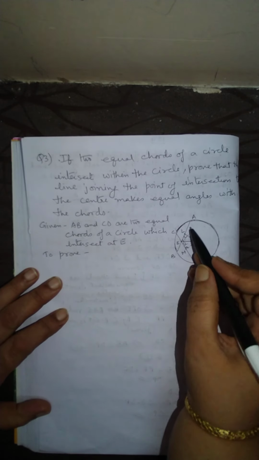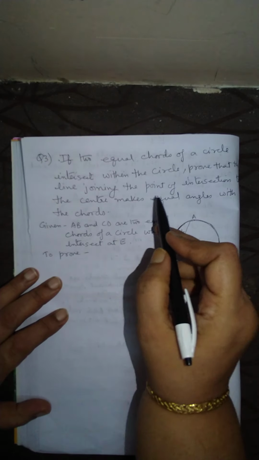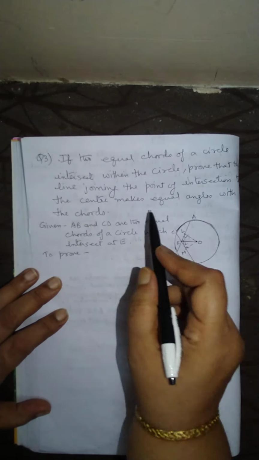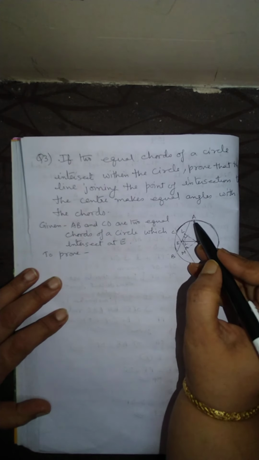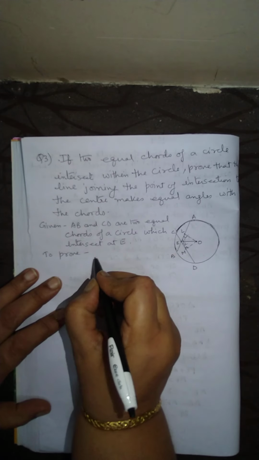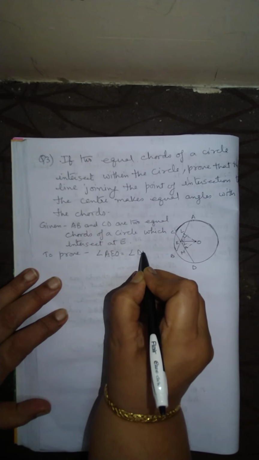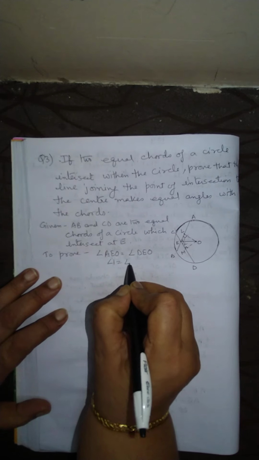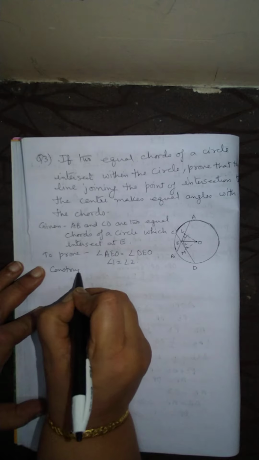To prove is, these two equal chords intersect within the circle. Line joining the point of intersection to the center makes equal angle with the chord. So we have to prove angle AEO equals angle DEO, that is angle 1 equals angle 2. So for that, again the construction we have to do.